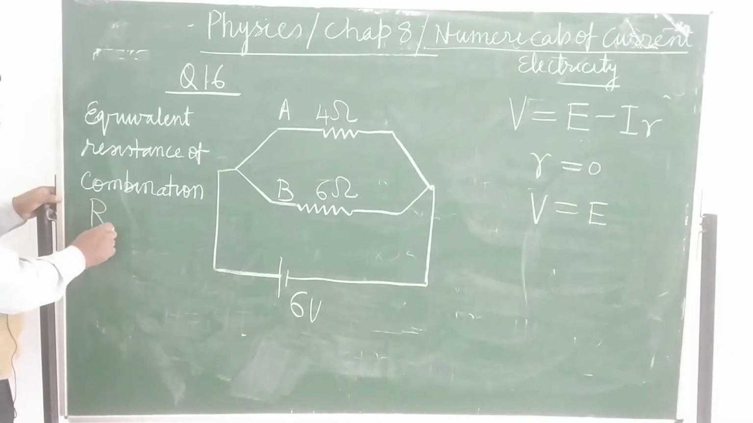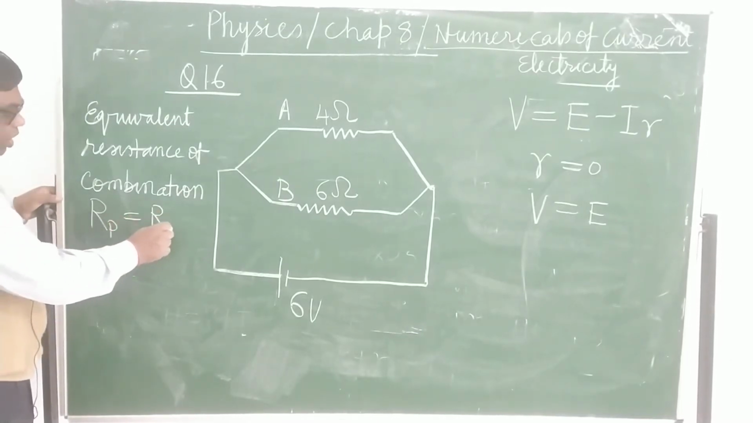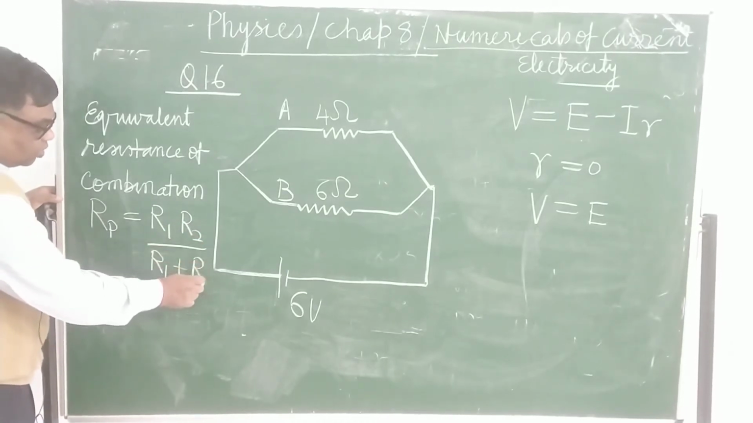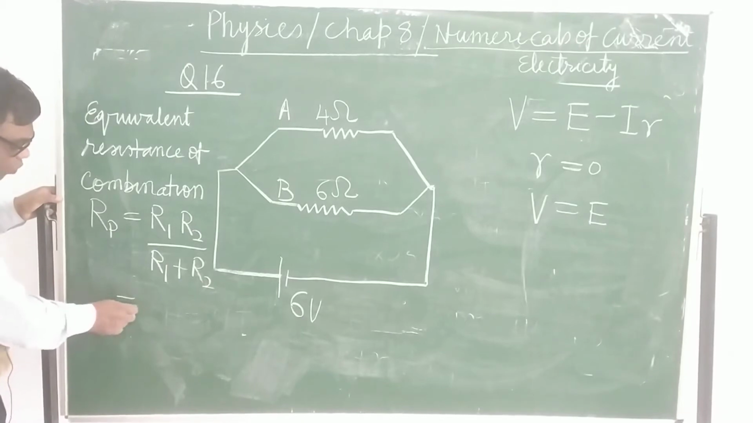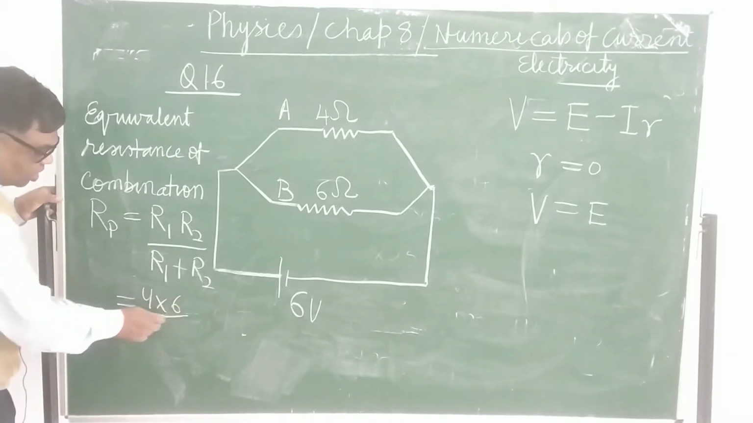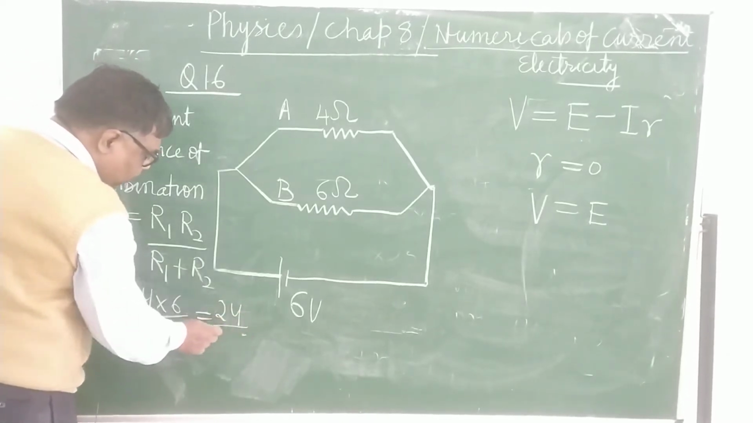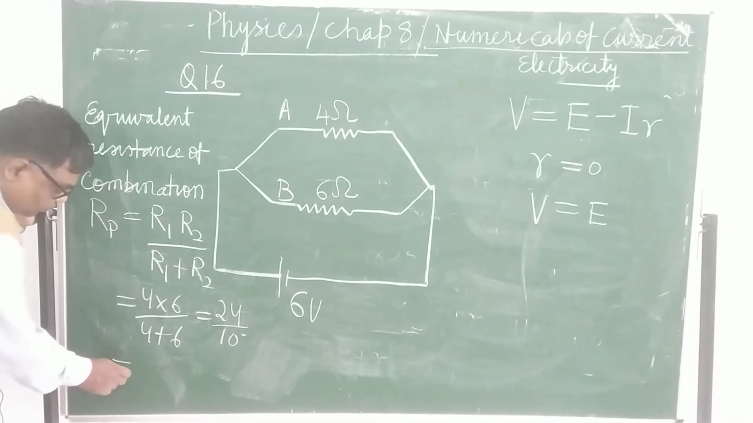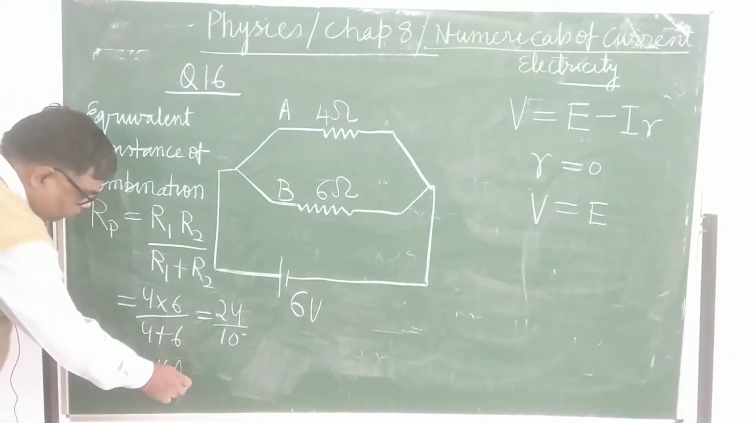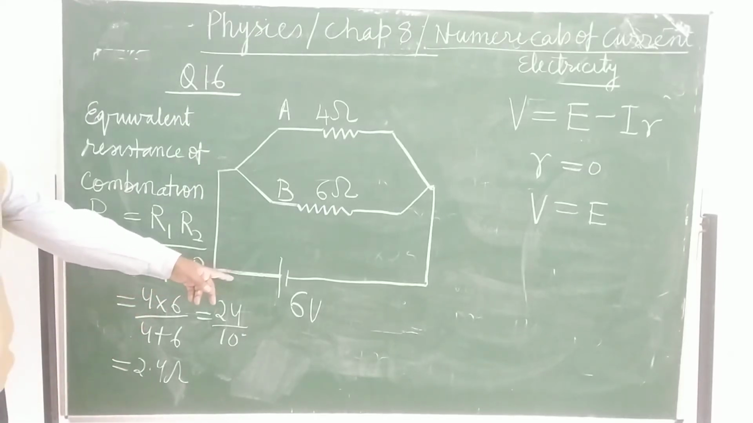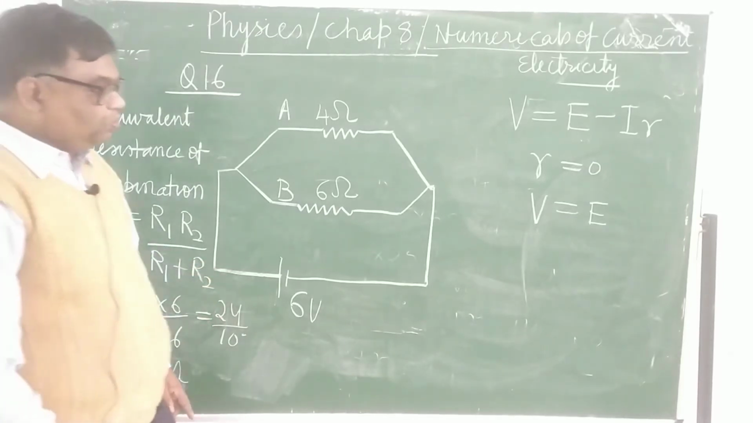Here they are connected in parallel, so you know the formula R1 R2 upon R1 plus R2. That is 4 into 6 upon 4 plus 6, that is 24 upon 10, which is equal to 2.4 ohm. It is clear? Now the equivalent resistance is 2.4 ohm. Now you have to find the power consumed. Here voltage is given how much? 6 volt.